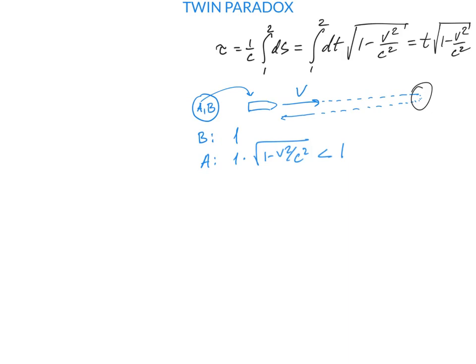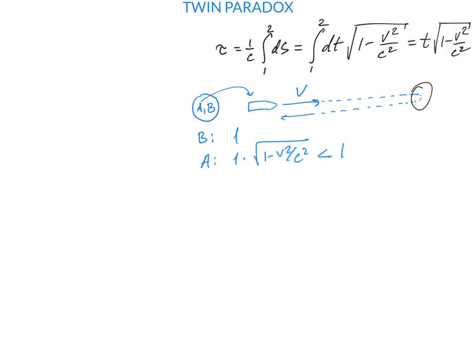Now, this is a correct calculation. We did everything as we should have. We took this formula and applied it in an inertial reference frame, Bob's reference frame. It's not moving anywhere. It's not accelerating, so we just apply this formula and find this result.